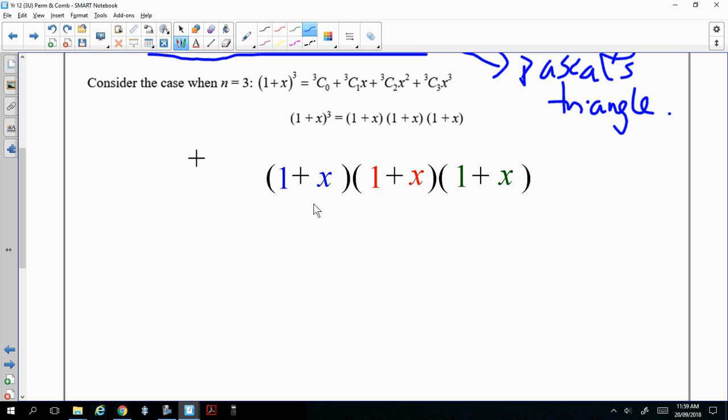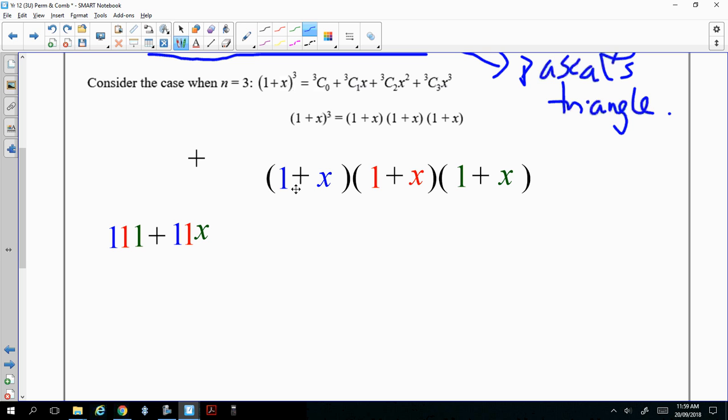As you expand them, what you do is this. The first way is 1 times 1 times 1, right? That's the constant term. Next, we're going to add 1 times 1 times x. So each of the colors can only appear once in a term.